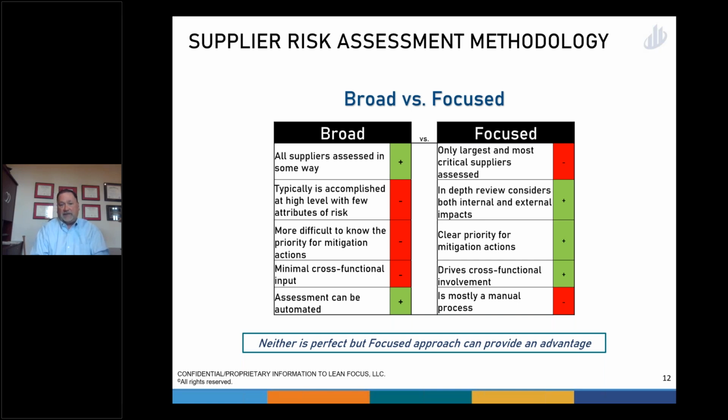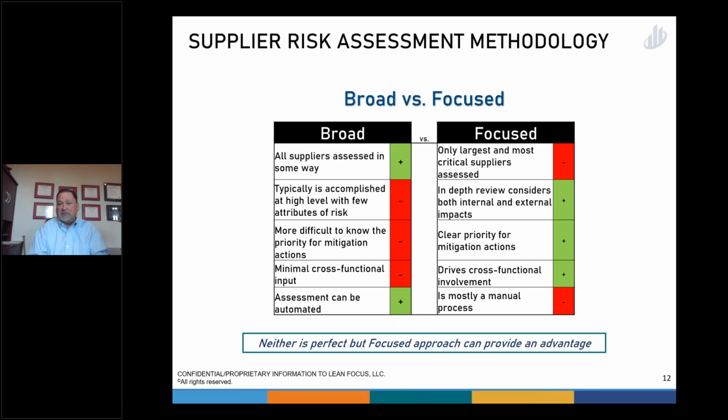The other negative or downside of doing a broad approach is you get a lot of feedback, and so it may be much more difficult to prioritize your mitigation actions. And we'll talk a little bit more about that in future slides, but mitigation actions can be very expensive and very time consuming to do right. And so you really need to prioritize which ones are going to provide you the biggest bang for your buck, of course.